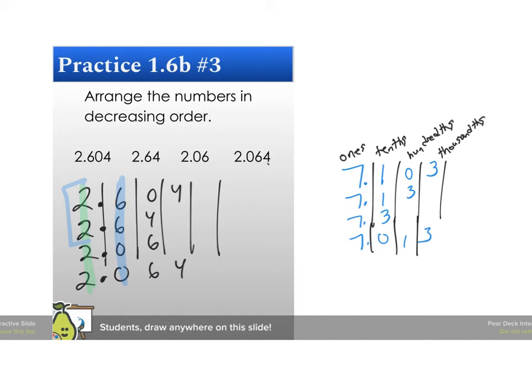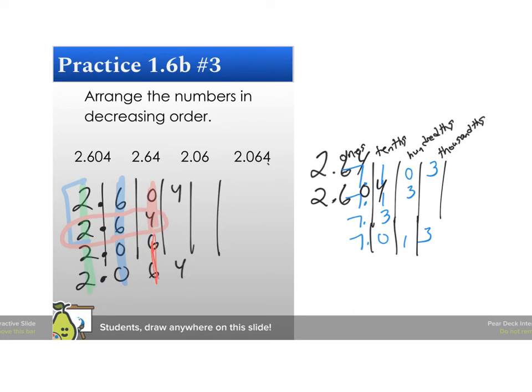So next I'm going to compare these two. So I see that this one is the largest because 4 is bigger than 0. So I'm going to write 2.64. Then next will be the other 2.604. And now I have to compare between these two.